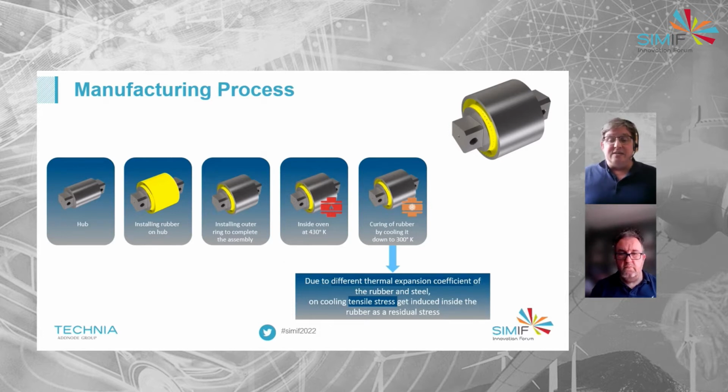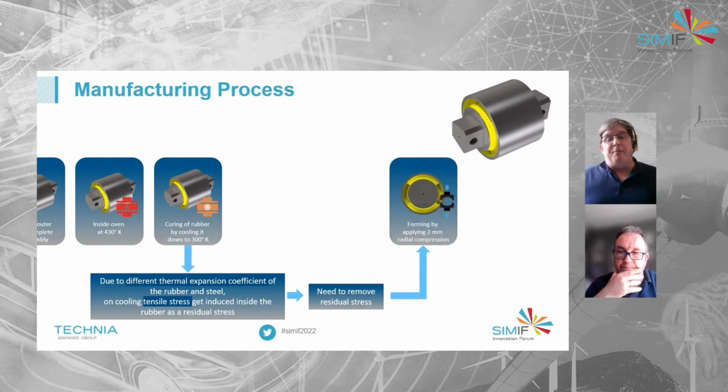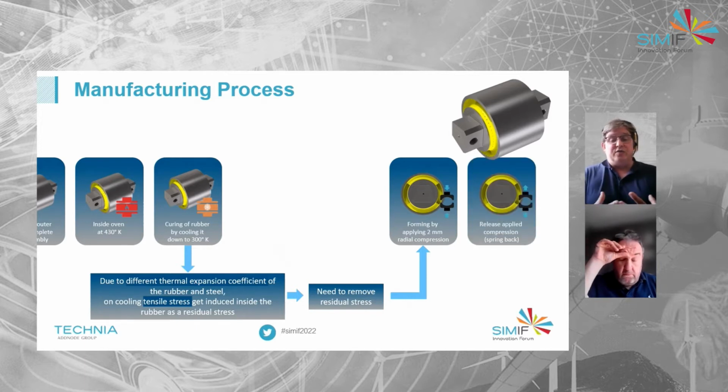As I say, the thermal coefficients between the rubber and the steel induce some residual stress. So the process that we're going to go through to remove that is by applying a compression load of 2 millimeters radially around that rubber. As this is squeezed, it's going to normalize all of it and release all of that residual stress, and then it's going to be released, and it's going to spring back that little bit.